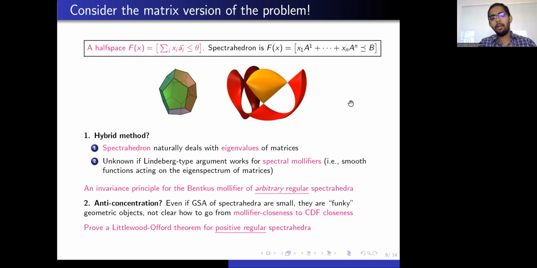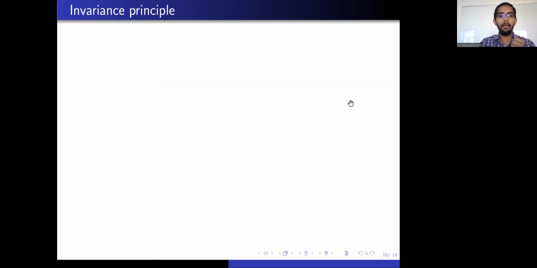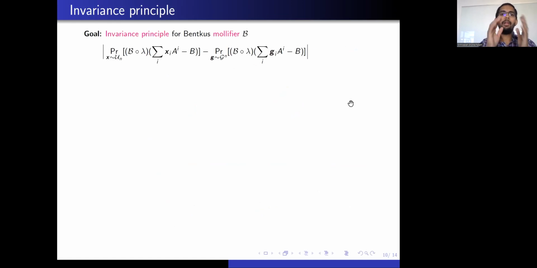Fine, so for the remaining talk, let me just sketch both these results. First thing I'll sketch is the invariance principle. Recall this is the quantity that we want to look at. Let me first define what's happening here. Summation x_i A_i minus B is what I spoke about in the previous slide. Circ lambda just means first look at the eigenvalues of this. There are k eigenvalues because the A_i's and B are k by k matrices. Look at the k eigenvalues of this, lambda 1 to lambda k.